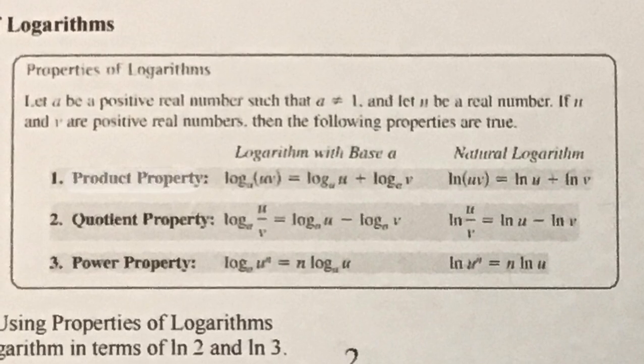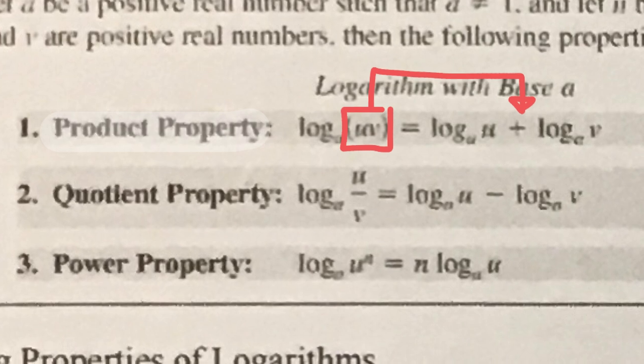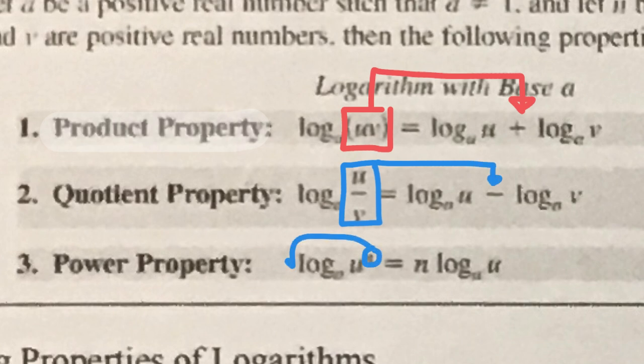There's the product property. That says if we are taking the log of a product, it's the log of the product that can turn into the sum of the logs. If we're taking the log of a fraction, of a division, that becomes the subtraction of the logs. And if we have a power, that power comes to the front as a product.